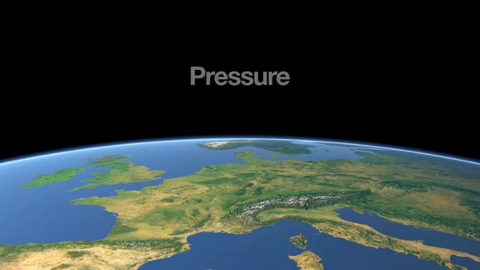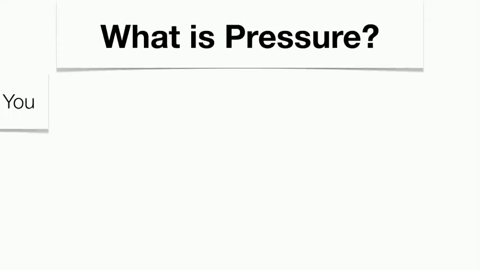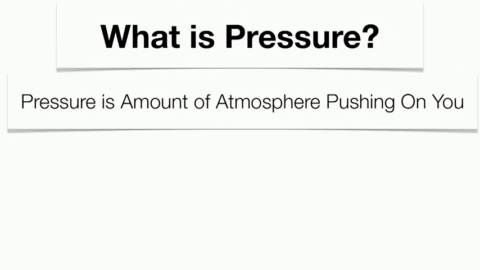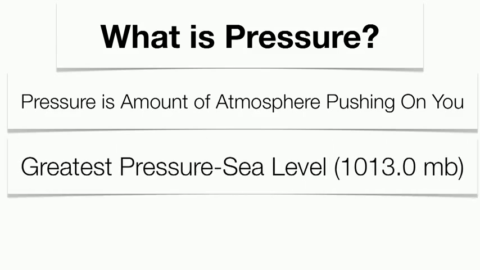Today we're going to be talking about pressure, specifically high and low pressure. Before we actually get into that, you have to understand what pressure actually is. It's the amount of atmosphere pushing down on top of you. Now you necessarily don't feel it here, especially at sea level, which is about 1,013.0 millibars. But if you travel up in an airplane, when your ears pop, either taking off or landing, that's a difference in pressure. Your ears are very, very sensitive to that.